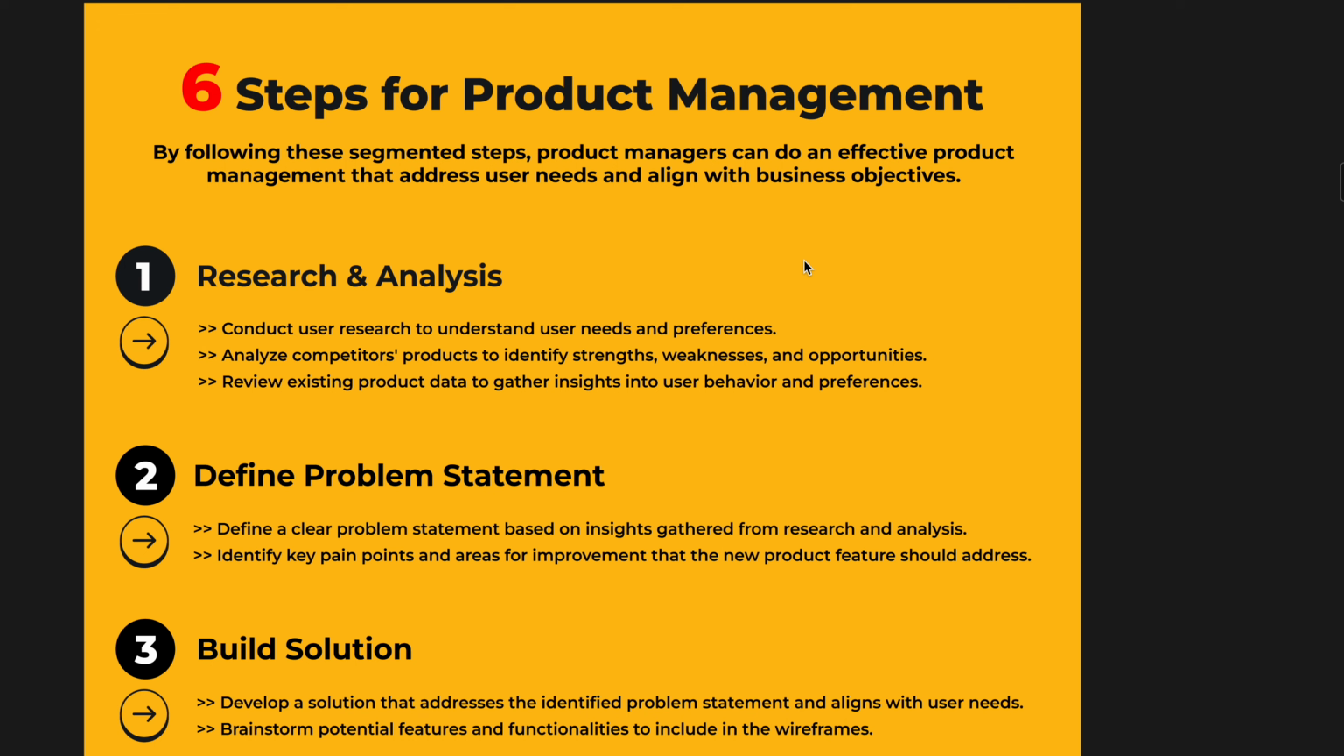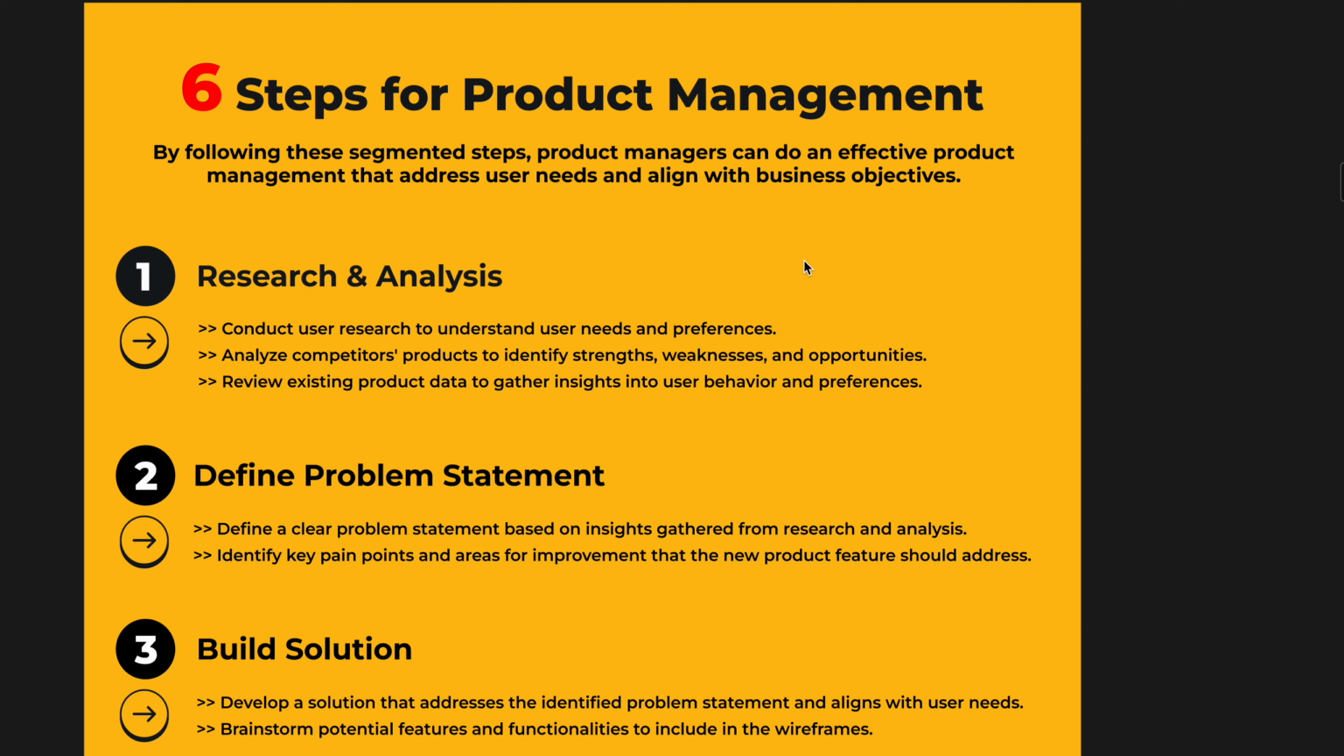And third would be to review the existing product. The product which you already have in your company, you have to review the existing product, gather the insights into user behavior and preferences. For example, if you are trying to build a feature and it has to be an incremental feature over and above which already exists, how would you do that? You need to understand the existing feature, how it is performing, what are the pain points and why the users are not actually using it. Why the funnel is dropped. So you will have to review the existing product data to gather insights into user behavior and preferences.